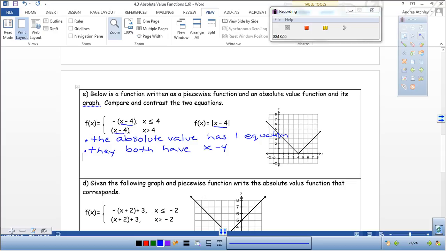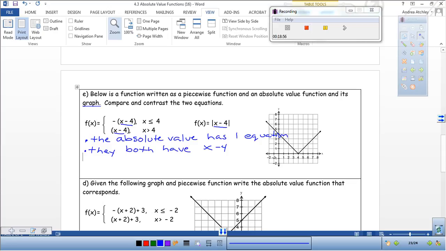Okay, anything else? Anyone else notice something? Okay, let's call one more person. Lauren, what did you write? I wrote what you said about them both having x minus 4. Okay, we both have 4s in them.